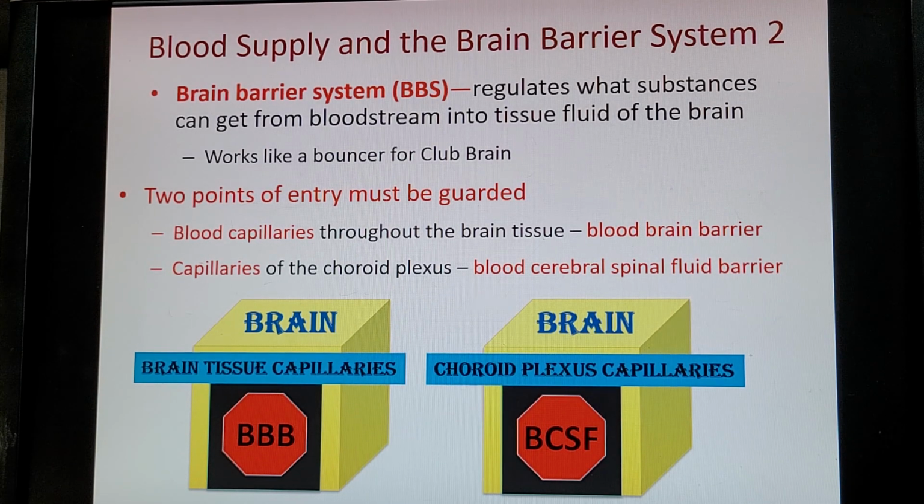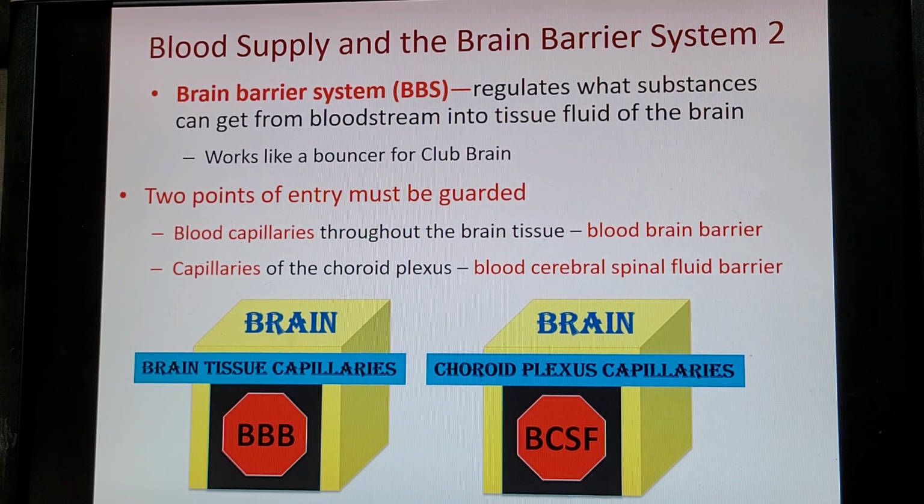Our brain barrier system is created by two different sections. So two different possible entry points into our central nervous system. The first one is our brain tissue capillaries that are just running throughout our brain tissue, getting to all of our different neurons. That blood-brain barrier, which is what we've known for a long time, is created by the perivascular feet of your astrocytes. And I'll show you a picture of that again.